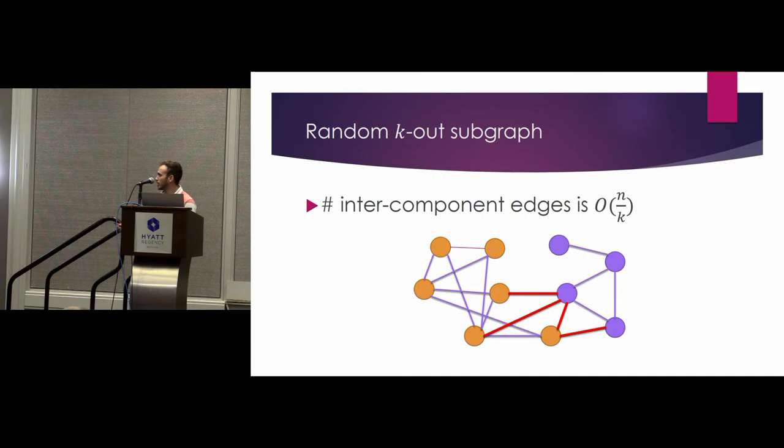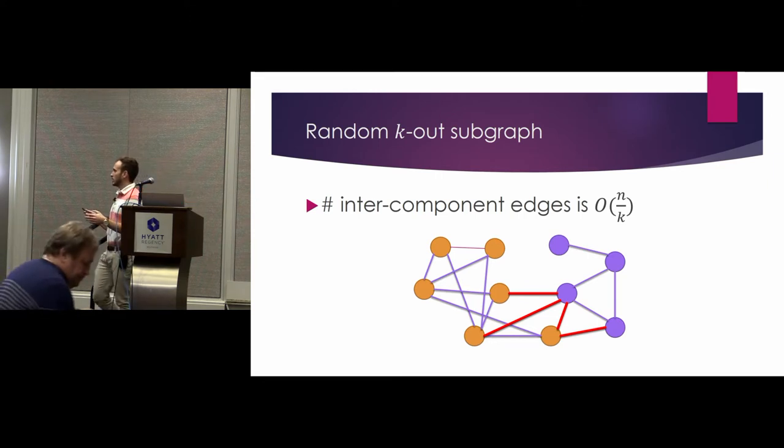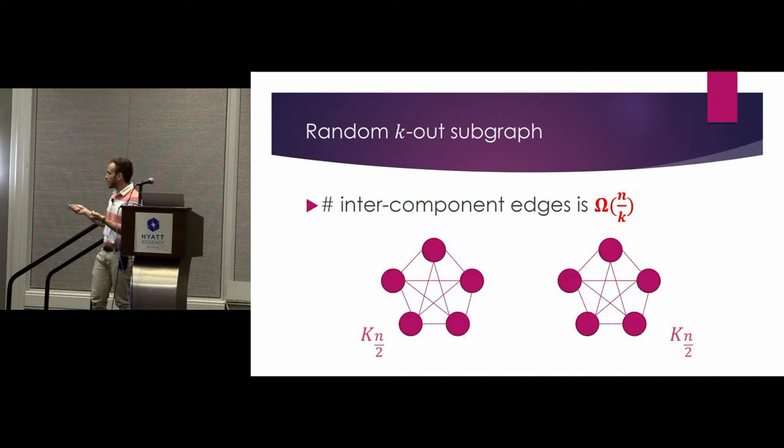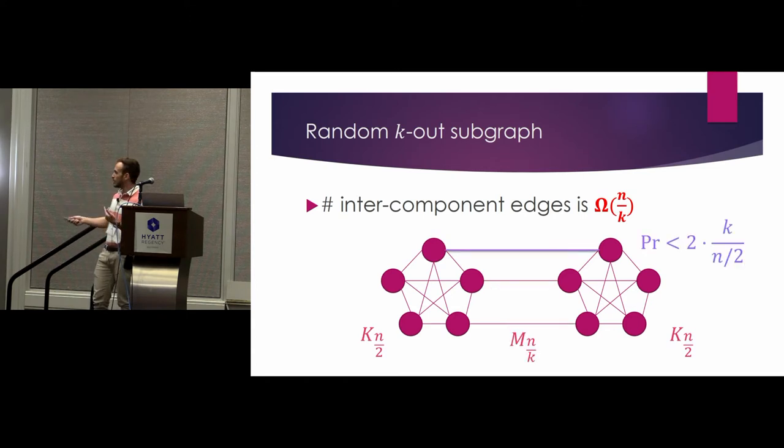And just for a little warm-up, I should start by saying, why is n over k the right thing? Why is this what we expect to have? I would begin with an example showing that you can't expect getting any better than that. If you just take two cliques of size n over 2 and connect them with some matching of size n over k, then every edge in this matching would be picked with probability that is roughly k over n. The reason is that it has two endpoints that can pick it, and each endpoint would pick it with probability roughly k over n over 2.